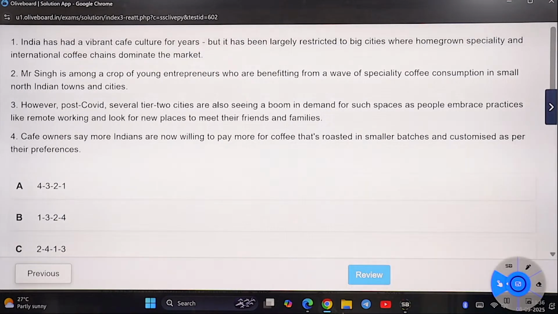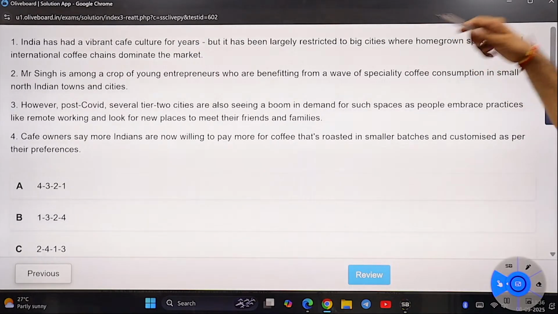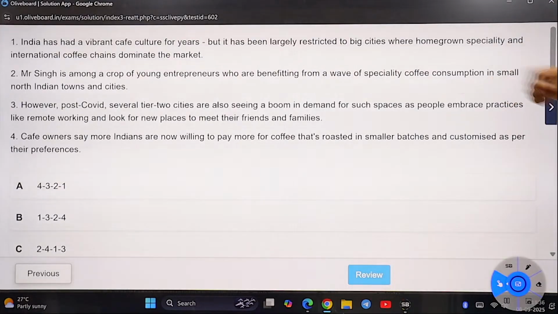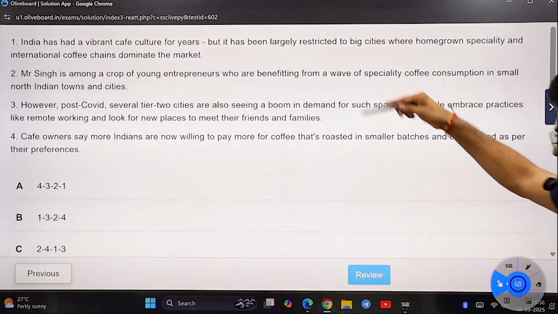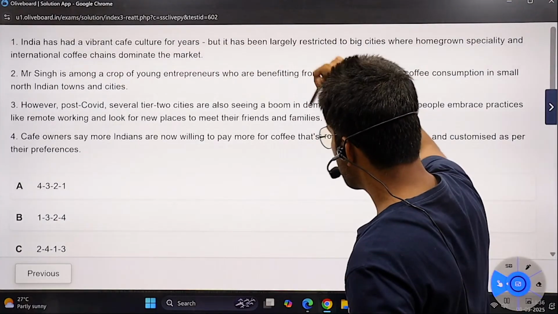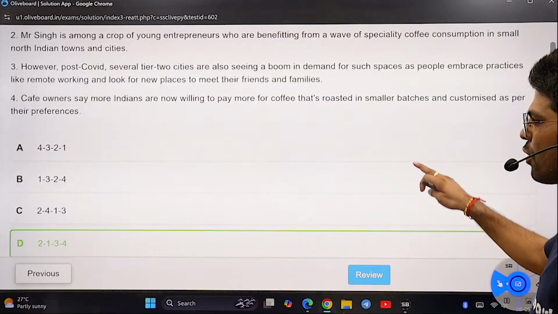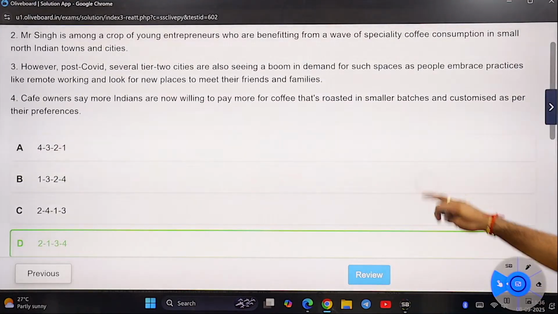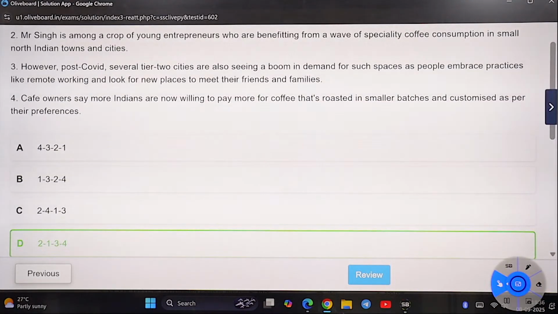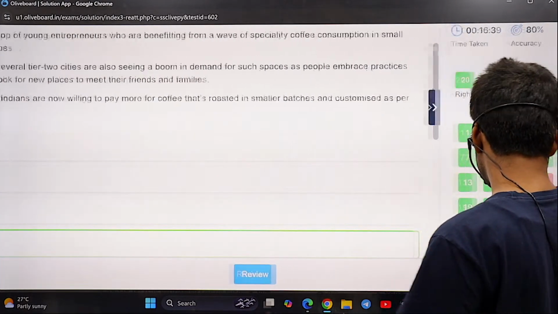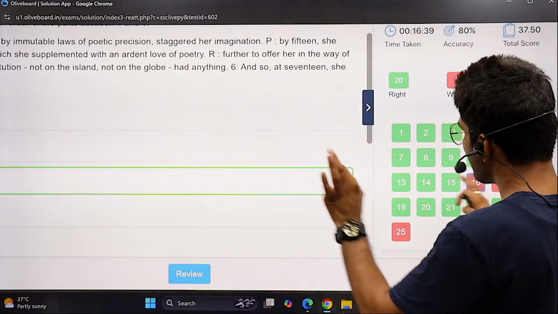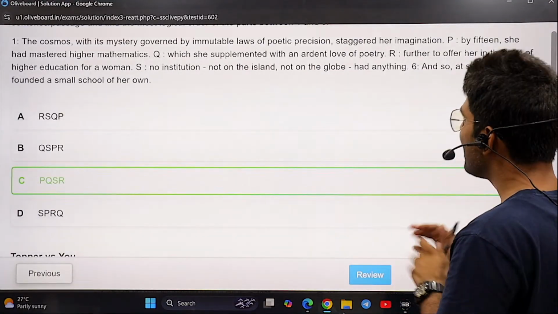Mine is still better. India has had, talking about coffee, cafe culture. However, they are seeing demand. He is also an entrepreneur for that demand benefiting. Many people are now paying for that. I would still say the same 1324, but the answer is 2134. I'm sorry, I can't start with the second one. I still can't start with the second one first. I don't know what the real passage is. I'm silent, leaving it aside. The previous one, that was my mistake. I honestly agree, that was my mistake.